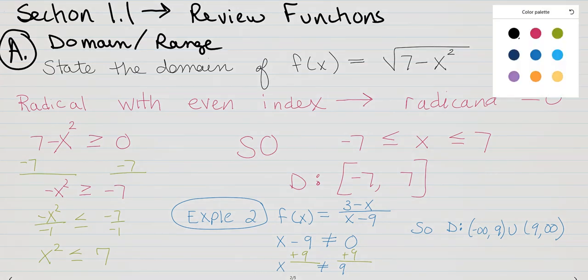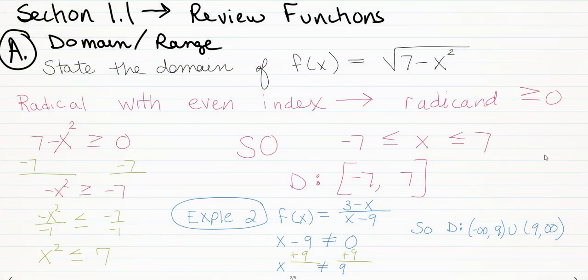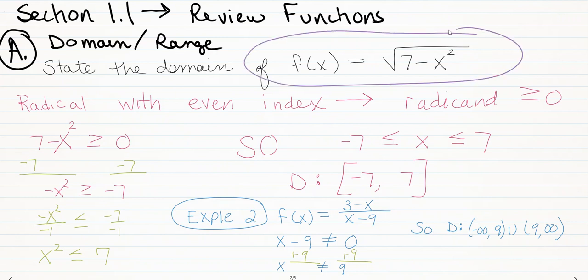Excuse the mess it may look like here on the screen. I've tried to do some of the work ahead of time so that it would make the video go a little bit more quickly. If I'm going too fast, you can always hit pause and rewatch the video. But what we're going to do is look at this example, find the domain of the function f of x equals the square root of 7 minus x squared.